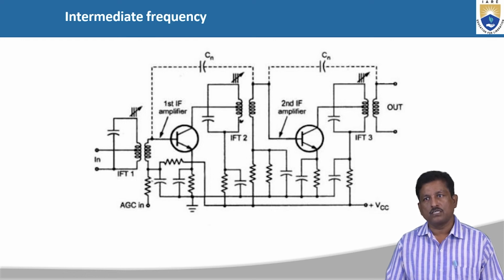This is how you are going to generate the intermediate frequency. Here also you take the received signal, the RF value, and the local oscillator. The difference signal is known as the IF value, that is the intermediate frequency, and that can be amplified to get all the outputs.